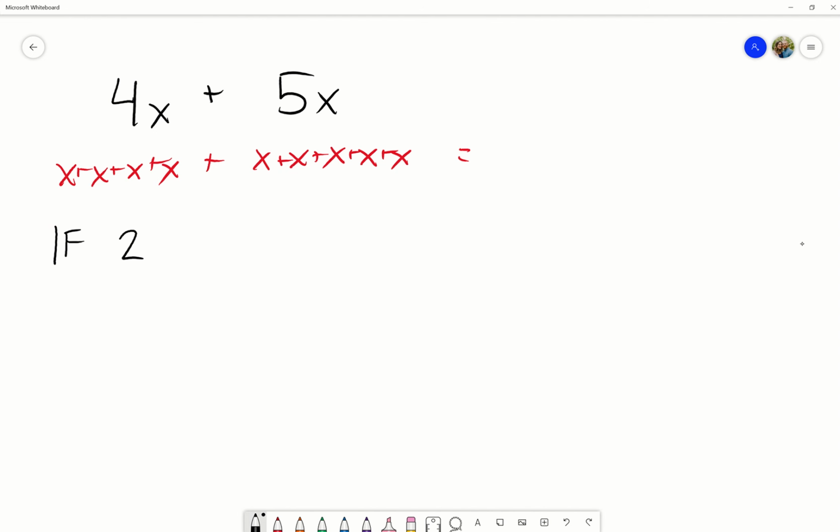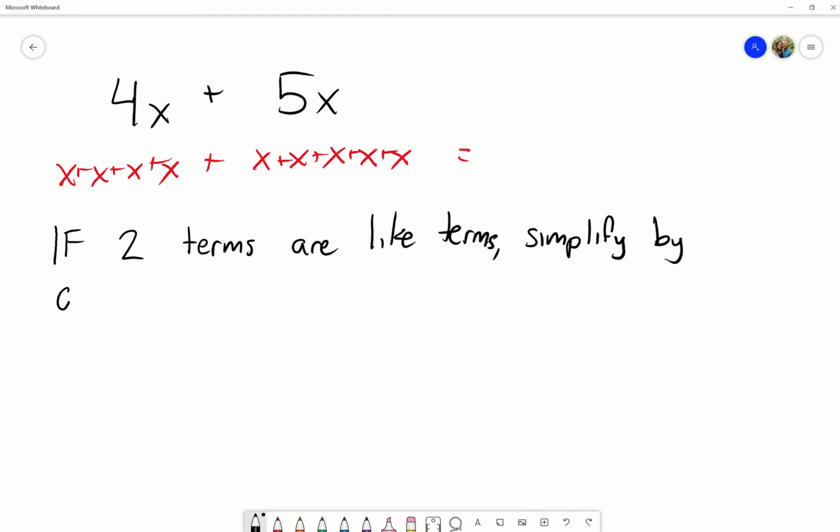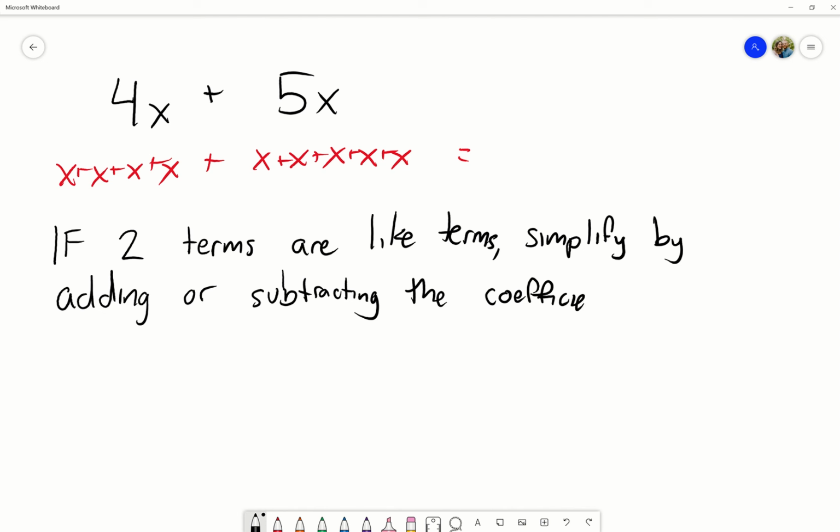If two terms are like terms, simplify by adding or subtracting the coefficients. Okay, so if I have two terms in my expression and they're like terms, I can combine them by either adding or subtracting my coefficients.